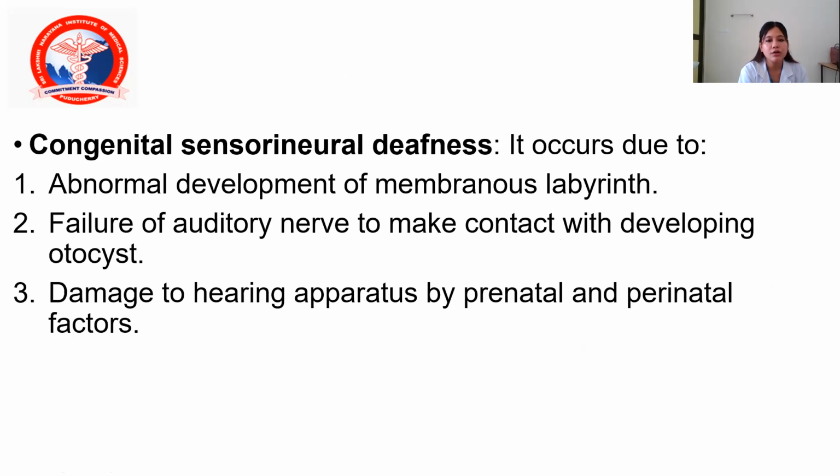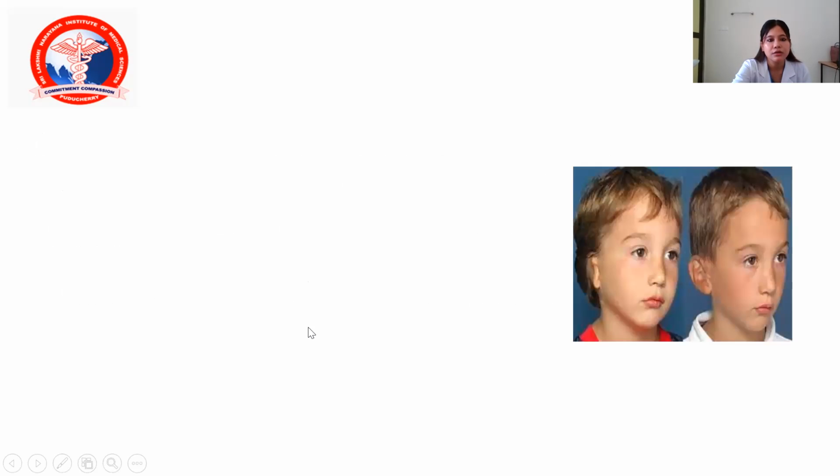Congenital sensory neural deafness. It occurs due to abnormal development of the membranous labyrinth, failure of the auditory nerve to make contact with the developing otocyst, and damage to the hearing apparatus by prenatal and perinatal factors. This all will lead to the sensory neural deafness.